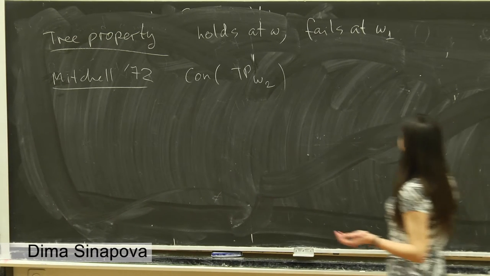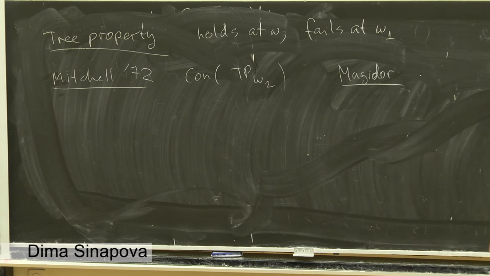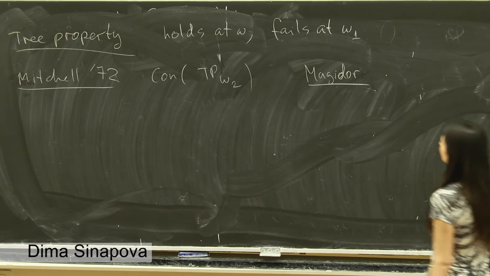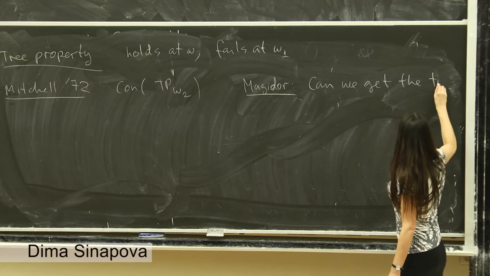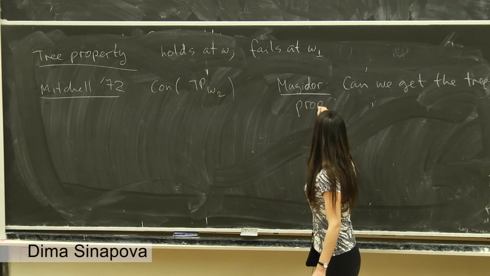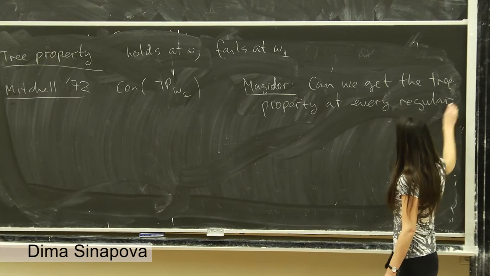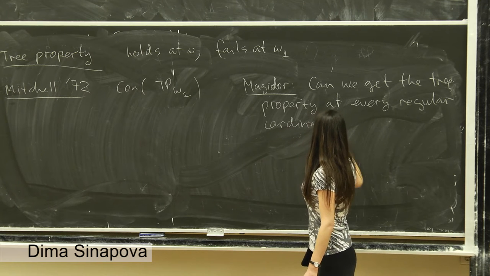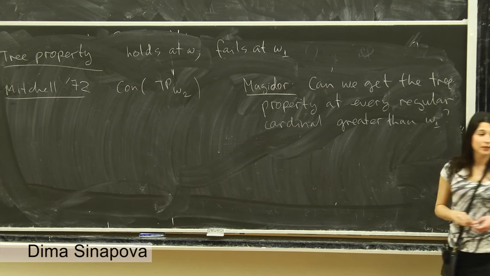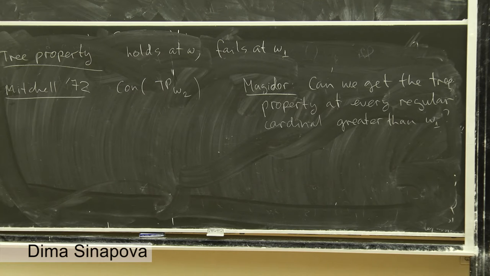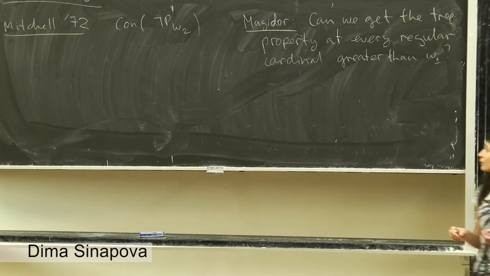And possibly around this time, Magidor and others asked, well, okay, so we can get it at omega 2. Is it possible to obtain the tree property everywhere, at every regular cardinal greater than omega 1? Can we get the tree property simultaneously at every regular cardinal greater than omega 1? And part of the motivation for this question is, well, how much compactness can there consistently be in the universe? So the tree property can be viewed as one of the key tests on compactness properties.